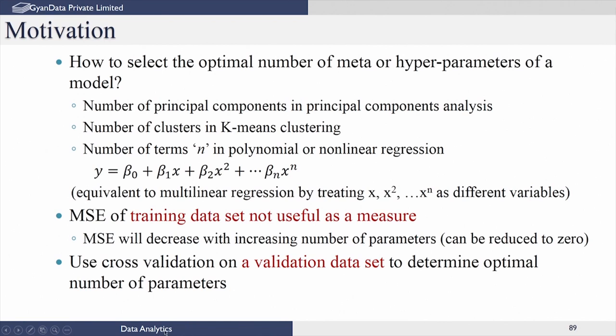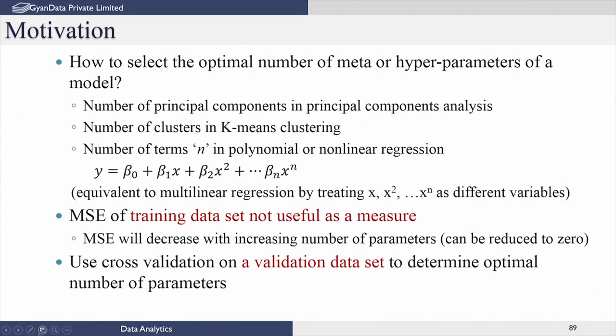Similarly, later on in this course you will come across clustering, in particular k-means clustering, and here again you have to choose the number of clusters required to group the data, and the number of clusters is called the meta parameter of the clustering modeling.